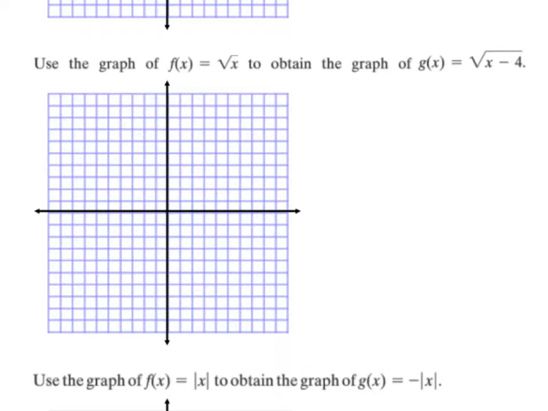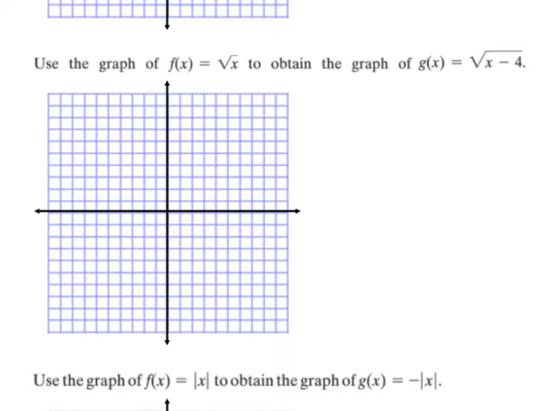Okay, on this problem, I'm just going to continue on with this video. This is part two. So what I notice here is that I want to use the graph of f of x equals the square root of x to obtain the graph of the square root of x minus 4.